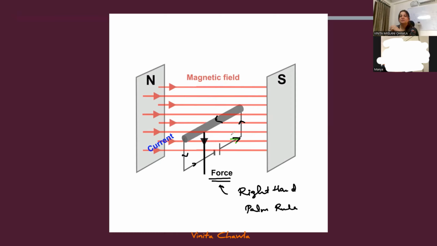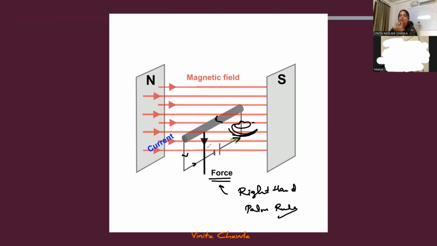And why does this conductor experience force? Because it is a current carrying conductor, and where there is current, there is magnetic field. So it has its own magnetic field. So magnetic fields of both the conductor and the external magnetic field, they'll interact with each other. So because of the magnetic interactions, force will be experienced by the conductor, and accordingly we can find the direction using this rule. So this was the case where we have already a source, a battery or a source of potential difference connected to the conductor.